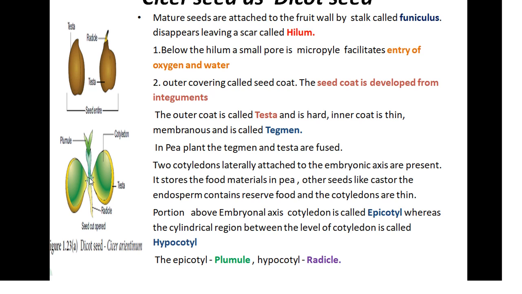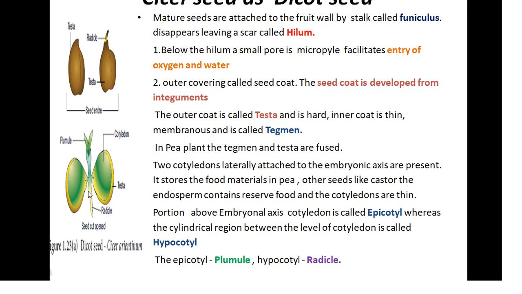What is the embryonal axis? It is the part from a particular point to the place where the cotyledon arises; that is called the embryonal axis. In the embryonal axis, the portion above the cotyledon is called the epicotyl, whereas the cylindrical region between the cotyledons is called the hypocotyl. You see this arrow mark, this is a cylindrical region present at the level of the cotyledon. So in between this level, the cylindrical region is called the hypocotyl.